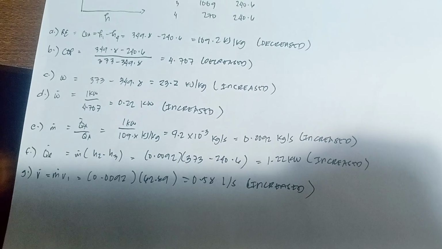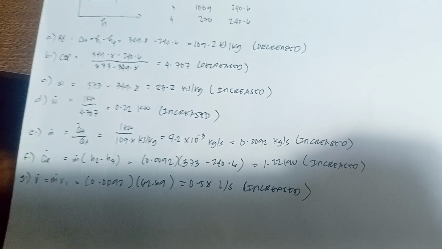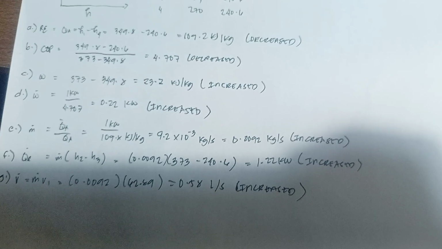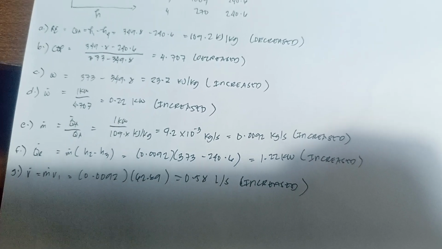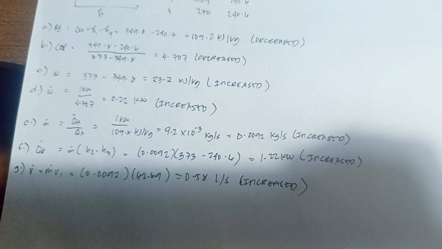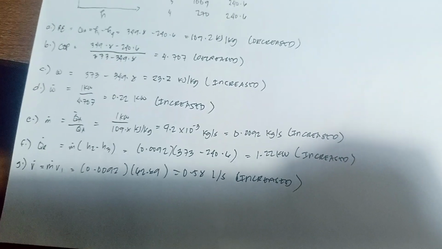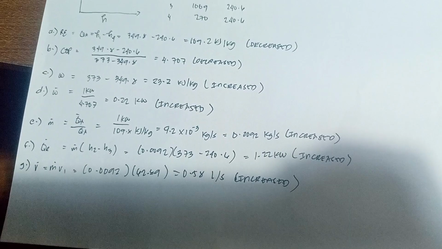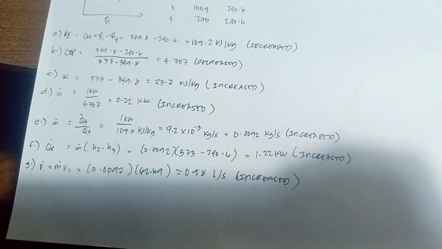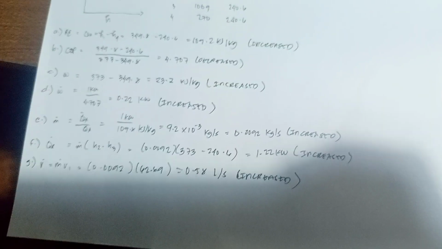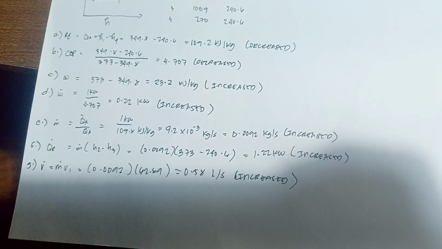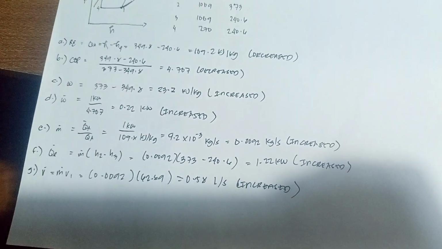And our mass flow rate also increases. We have 0.0092 kilograms per second. So our heat rejected also increases, so 1.22 kilowatts. Then for our volume flow rate, we have 0.58 liters per second, so it also increases.